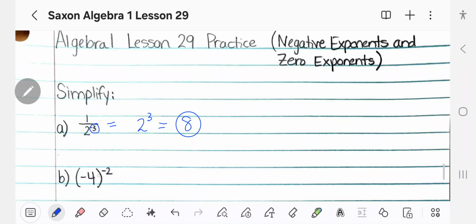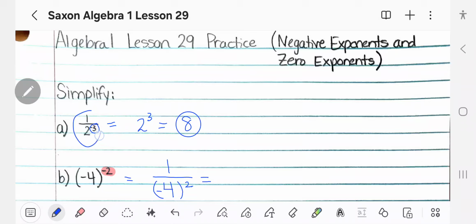B, the whole base is negative 4. Okay, so I can write that as a fraction. I'm going to move it to the denominator, okay, so that I can change the sign of the exponent. So it'll become positive 2. So what we're trying to do, get rid of that negative exponent.